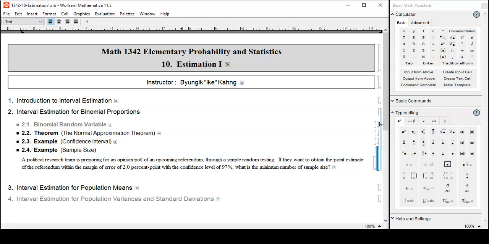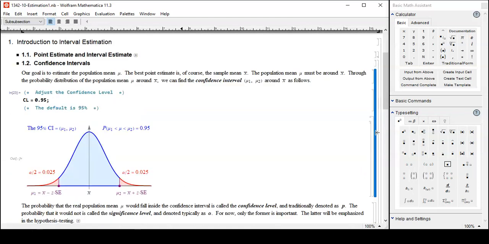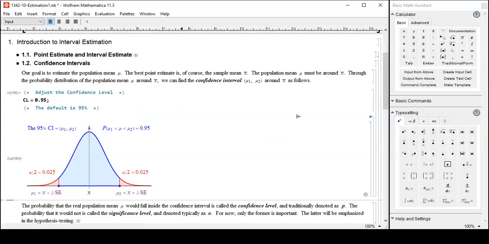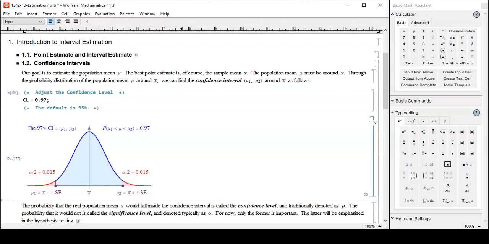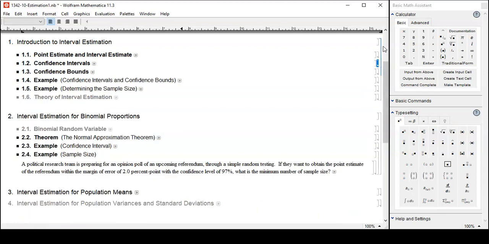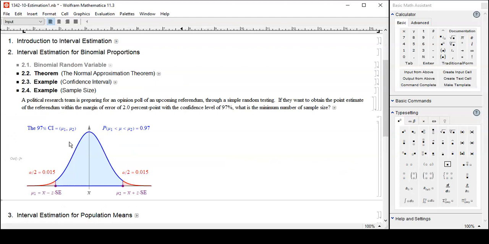All right, this is a normal problem, so we need a normal picture. Let's go here, and this one is for a 95% confidence interval, and I want a 97% confidence interval. All right, that looks better. Okay, here we go. Now, what is the expected proportion here? This problem did not say.